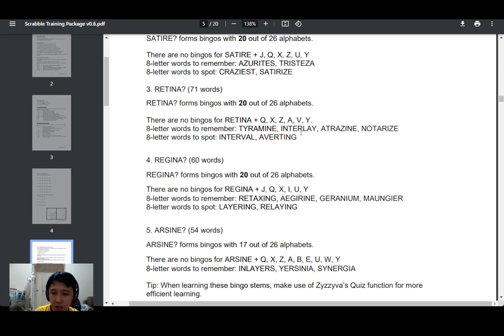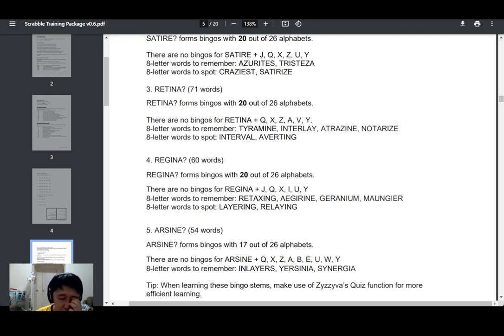So what you should spot is, let's say you get a V. With a V there's no bingo, right? So you should look out for interval, or averting, because these are words you already know. You just need to spot them.